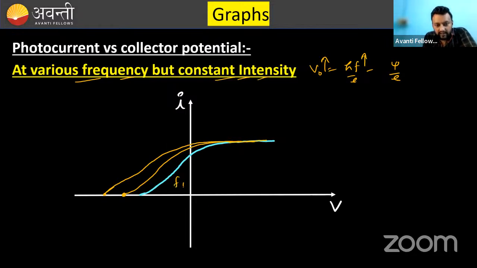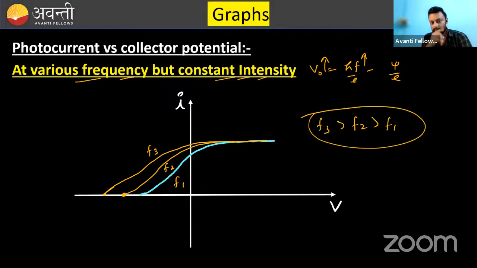This is for frequency F1, this is for frequency F2, this is for frequency F3. Out of these three, which frequency is more? F3 is more, then F2, then F1. But the saturation current will remain constant. Clear? One more graph.